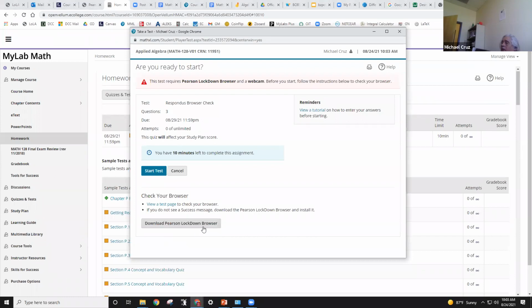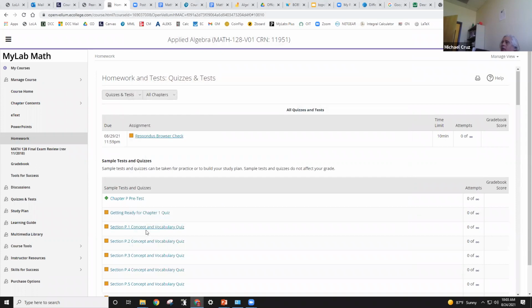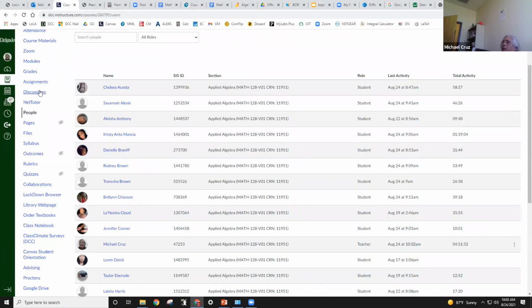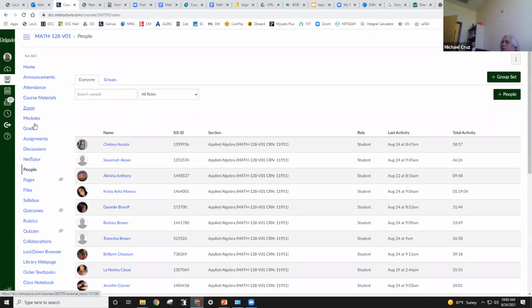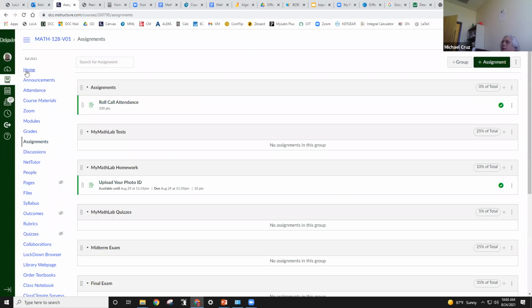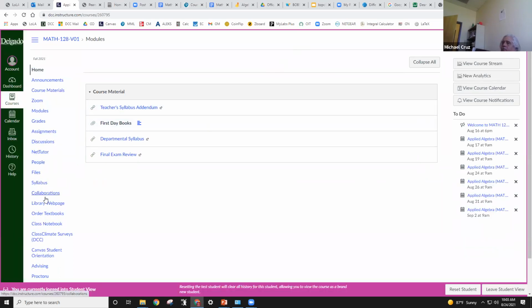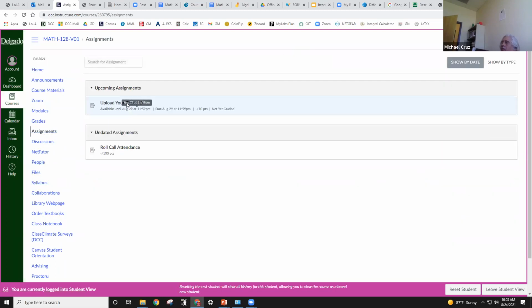You have to download this and install it either on a PC or a Mac. It does not work on Chromebook as of yet. And then keep up with your work. I'm going to have a practice test in there already. You won't see it until next week. And under assignments, and I have to show you as a student, it looks different. Make sure you upload your photo ID.